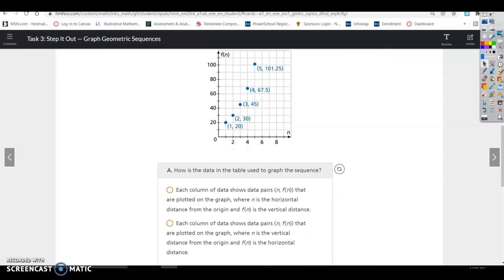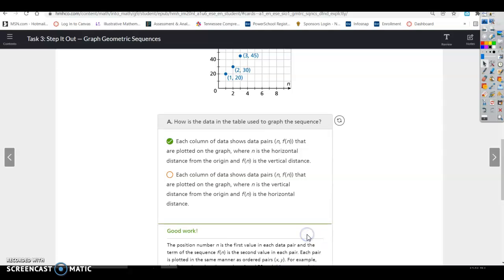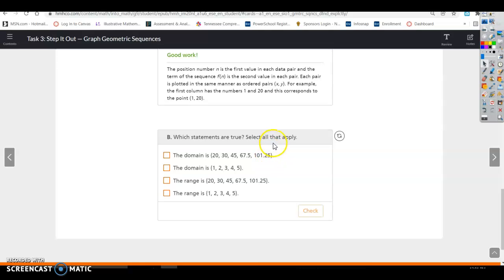All right, so it says, how is the data in the table used to graph the sequence? Each column of data shows the data pairs n and f of n that are plotted on the graph, where n is the horizontal distance from the origin and f of n is the vertical distance. So that is true. n is your horizontal, f of n is your vertical. This other one switches, but n is not the vertical. So the first one has to be correct.